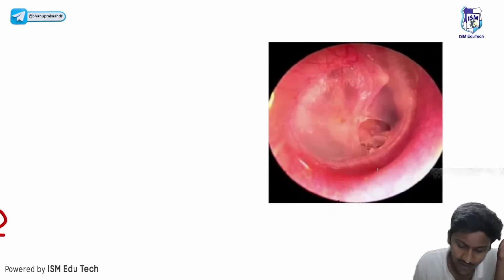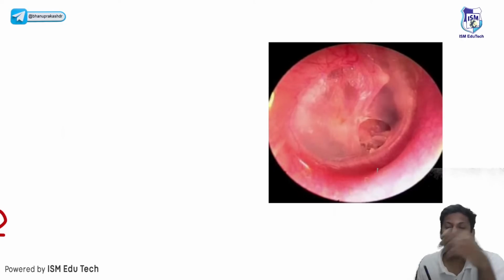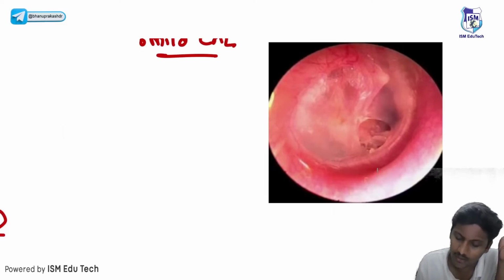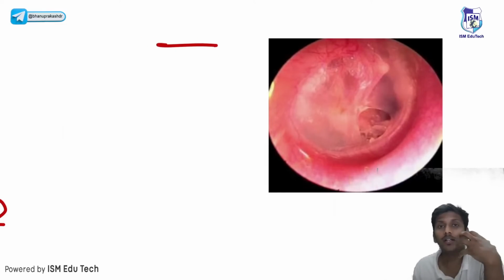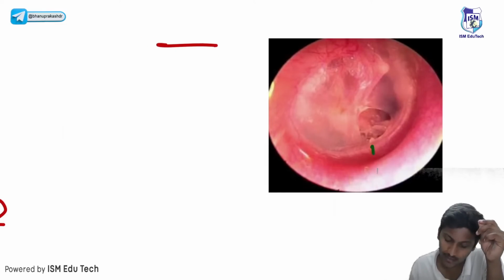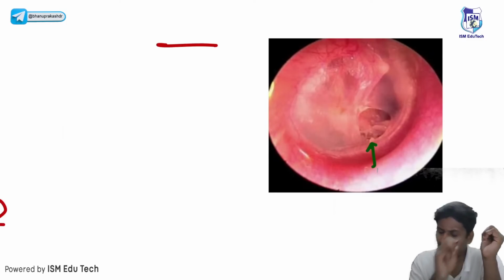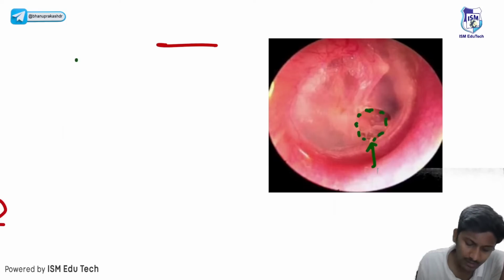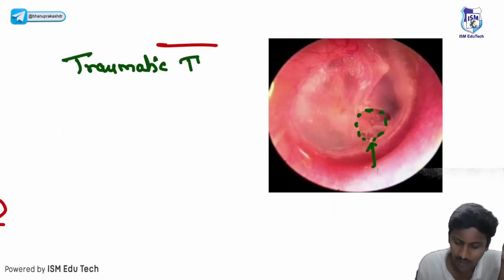What is seen here? A teacher has slapped a student, and after being slapped on the ear, the child has mild conductive hearing loss. The child was brought to the OPD, and on otoscopic examination you can see that there is no infection, but there is a hole, or a perforation, in the tympanic membrane. So this is a case of non-infective or traumatic tympanic membrane perforation.